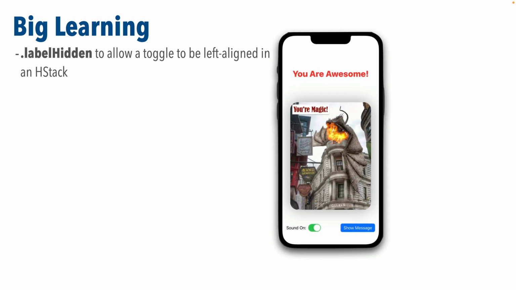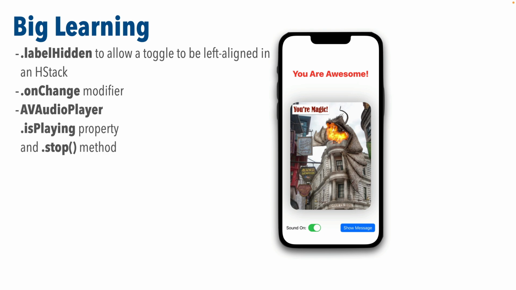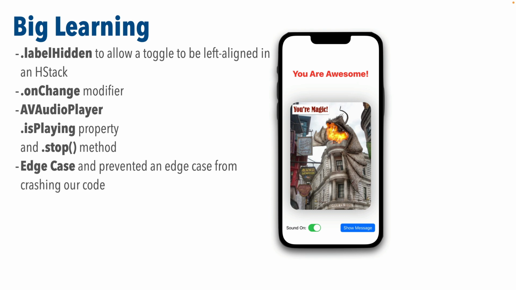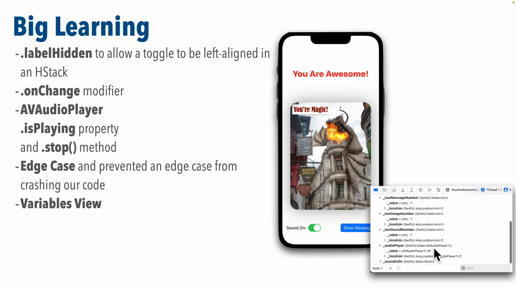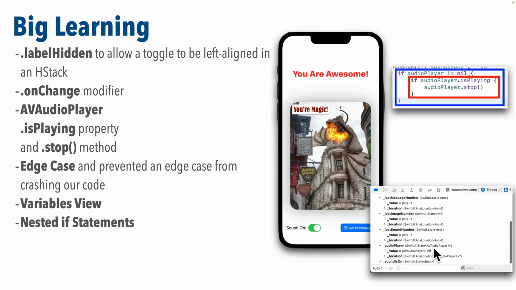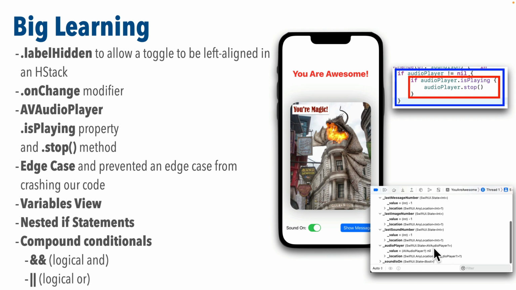All in the name of getting a sound on-off toggle to work properly, we used the label hidden modifier to allow a toggle to be left aligned in an HStack. We learned about the onChange modifier that executes code if a value has been changed. We learned about the AVAudioPlayer isPlaying property and its stop method. We introduced the concept of the edge case and prevented an edge case from crashing our code. We explored the variables view, or variables pane, in the debug pane. We used nested if statements, and we learned about compound conditionals, the double ampersand logical and, the double bar logical or.